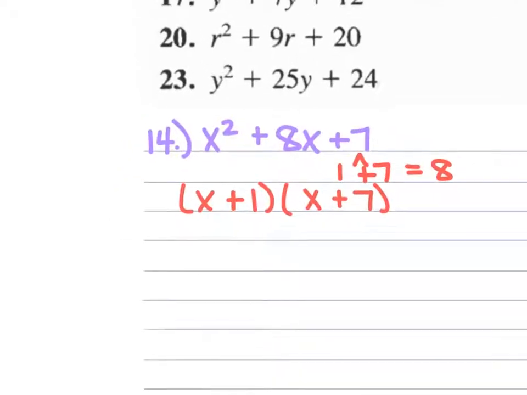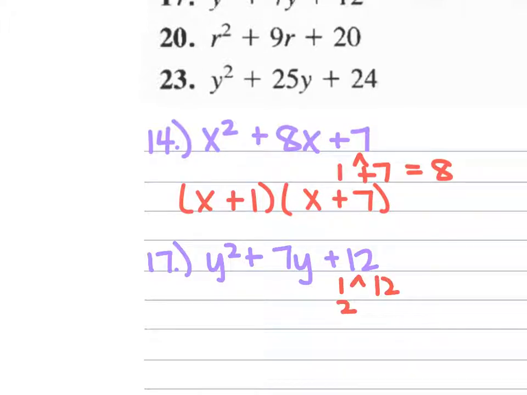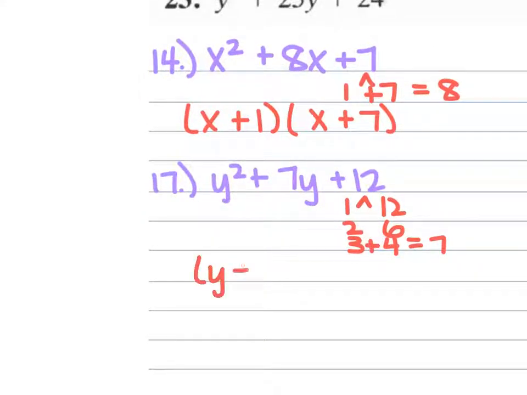For 17, we have y squared plus 7y plus 12. So your factors of 12, we have 1 and 12, 2 and 6, 3 and 4. The 3 and 4 add up to your 7, so this is going to give us y plus 3 times y plus 4.